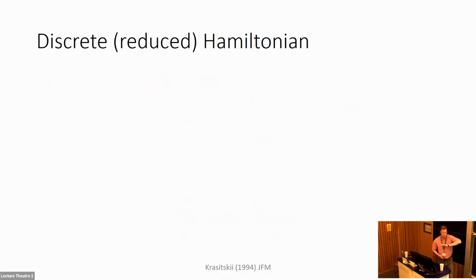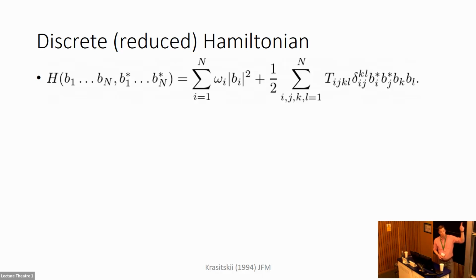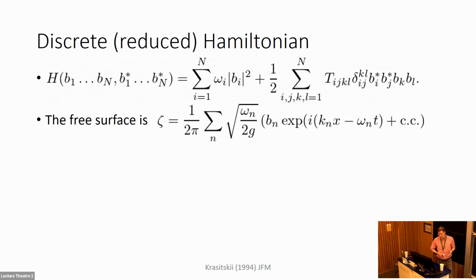So this is basically the water wave problem up to third order in nonlinearity, where we've transformed into Fourier space, and I've discretized Krasitskii's Hamiltonian because that's the form that I'm going to use. So the Hamiltonian here looks like this. It's written in terms of complex amplitudes, complex B's, that are related to Fourier transforms of the free surface elevation and the potential at the free surface.